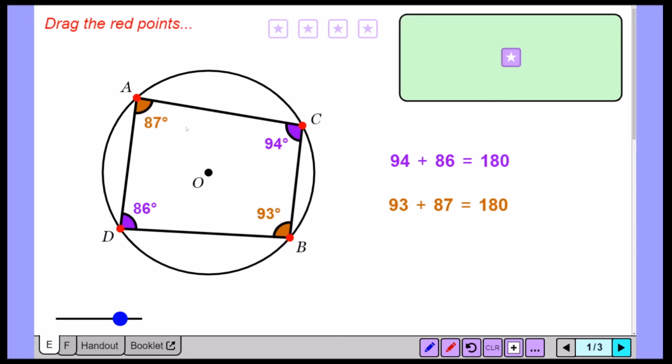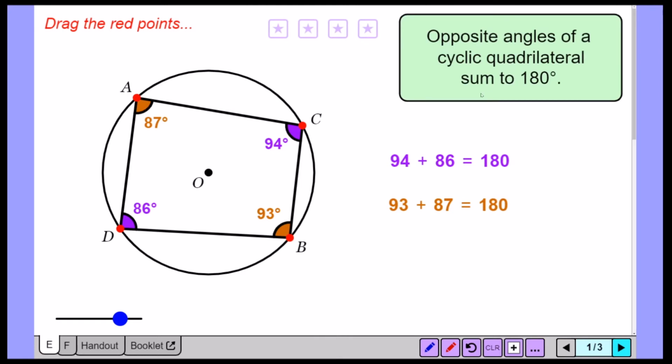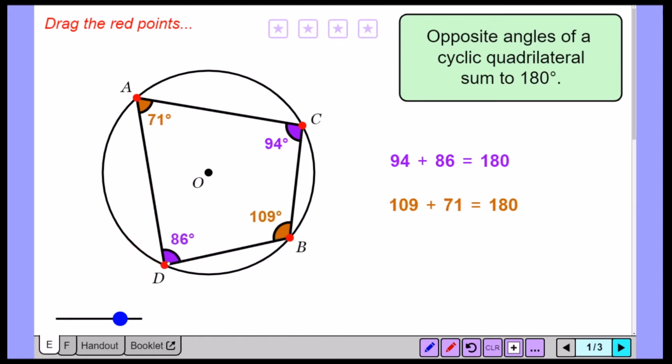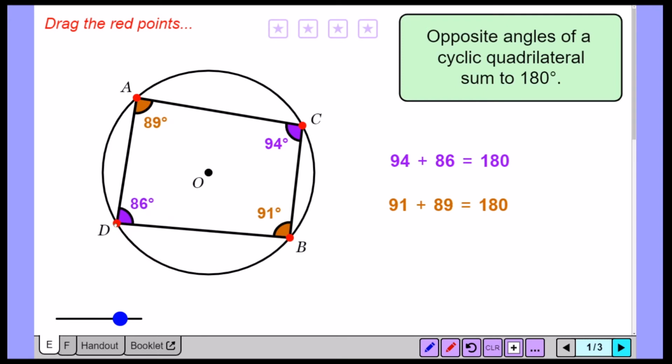We also have 93 and 87. They're our orange angles. They add up to 180 degrees as well. They're opposite each other in the cyclic quadrilateral. We can therefore say opposite angles of a cyclic quadrilateral sum to 180 degrees. Again, you can see that this remains true regardless of where I move my points to.